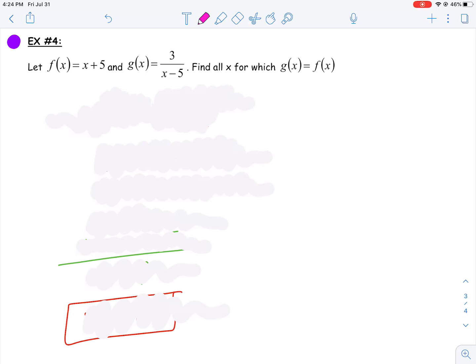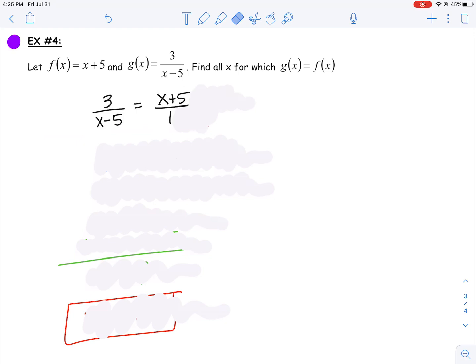Last video in section 11.2 on quadratic formula, this is example number 4, gives us a little bit of function notation. It says that f of x is x plus 5 and g of x is 3 over x minus 5. Find all x's for which g of x is equal to f of x. So we want to take these two functions and set them equal to each other.